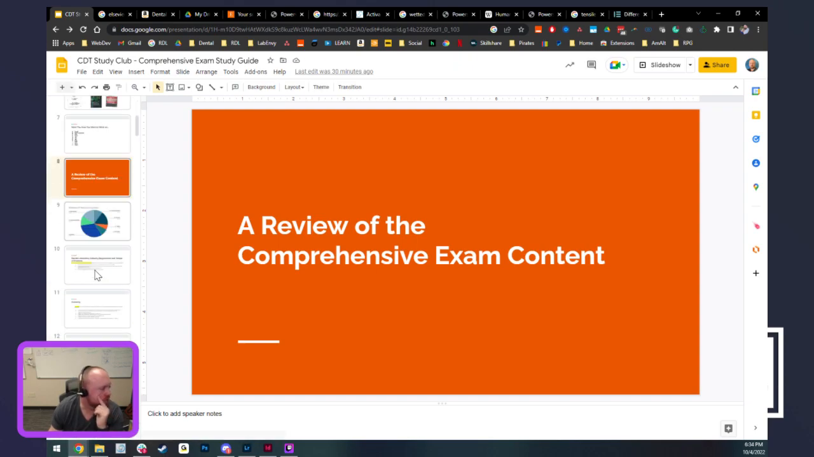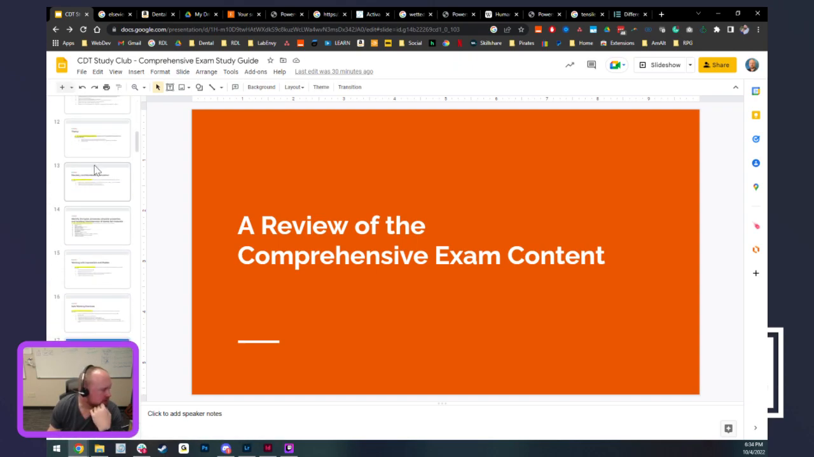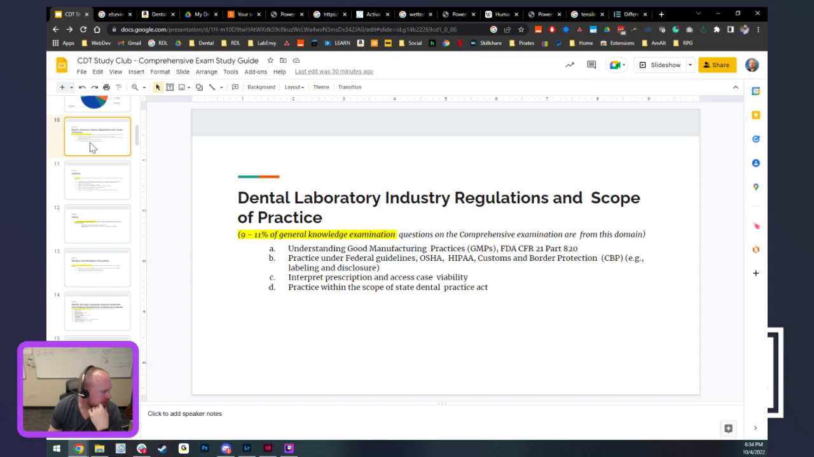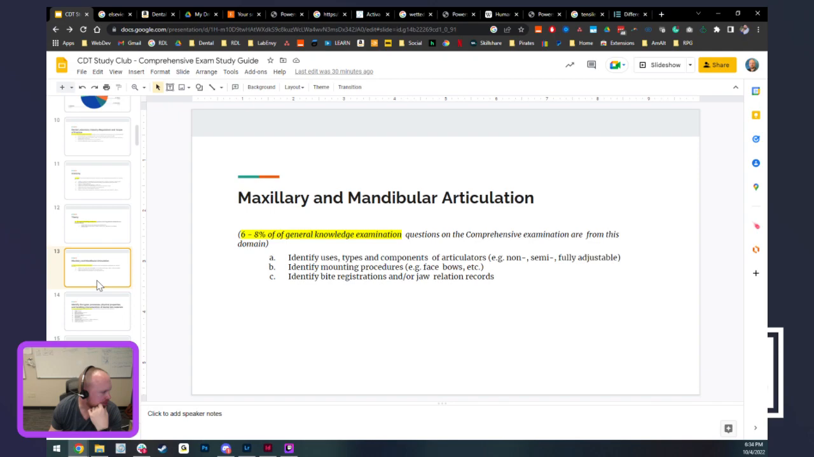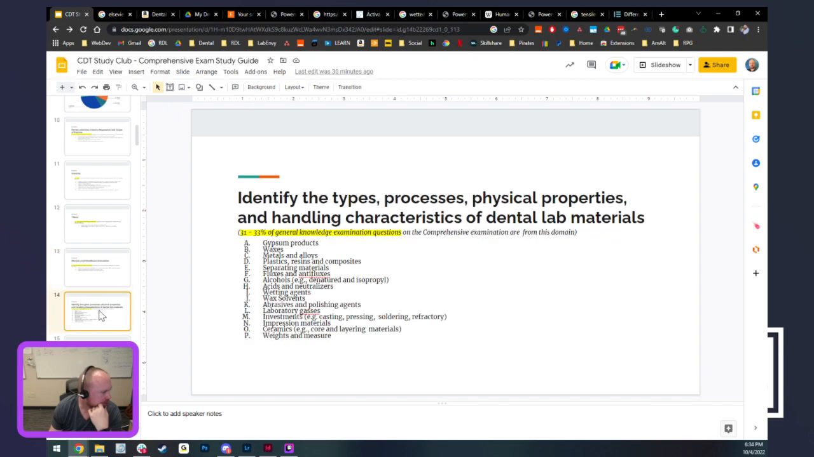Let's take a look here and see what we can find. All right, so run through our stuff. Cement. Nope, cements are not in our stuff.